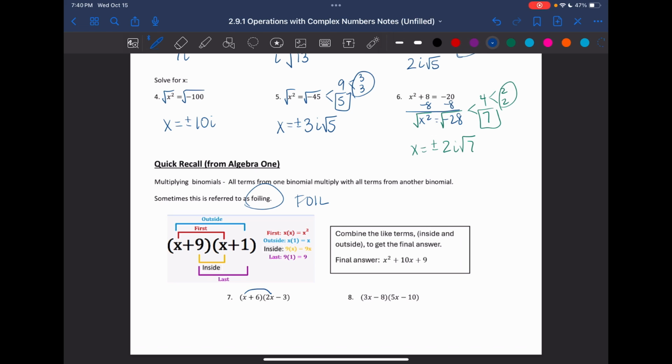So for FOIL, you go first to first. So number 7, x times 2x is 2x squared. Outside, so outsides. x to -3 is -3x. Your inners, so 6 times 2x is plus 12x. And then 6 to -3 is -18. So from here, you combine any like terms that you have, which are your two inner terms. So negative 3 plus 12 is positive 9. So 2x squared plus 9x minus 18. And that's going to be your answer.